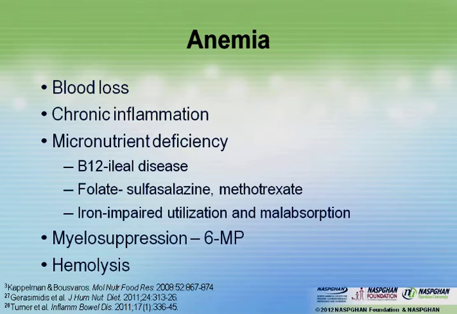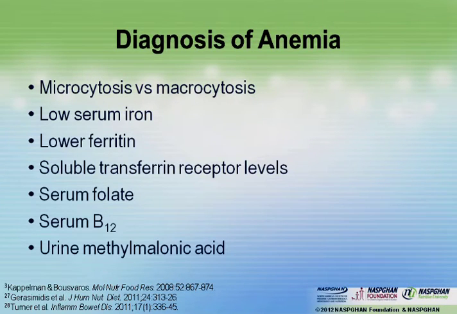So how do you diagnose it? How do you figure out what the etiology is? Well, is it microcytosis, macrocytosis, or is it normocytic? Do you have a low serum iron? Do you have a lower ferritin? Now, ferritin is somewhat tricky in that, as you know, it's an acute phase reactant. So it may be falsely elevated in the setting of inflammation. So it may give you a false sense that this patient is not iron deficient when they actually are.